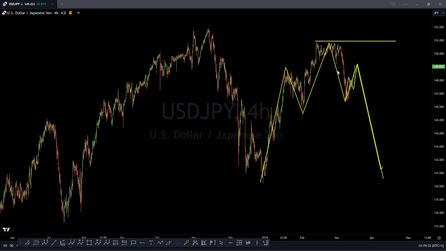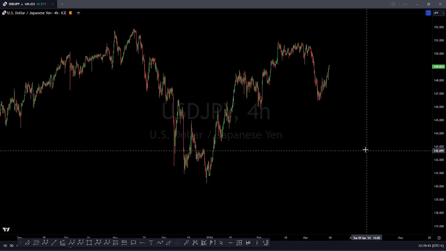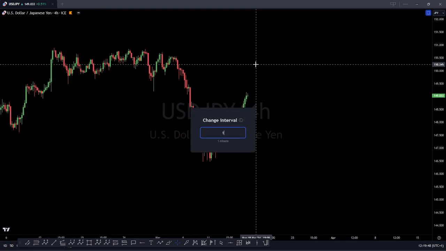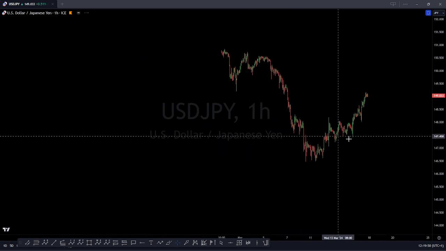But obviously the price should not get to around these highs here. If it gets to around these highs, then it will be invalidating the view that we have on US dollar JPY. But after this impulsive move here, you definitely want to see a three-wave move, a pullback, and then one more leg to the downside.